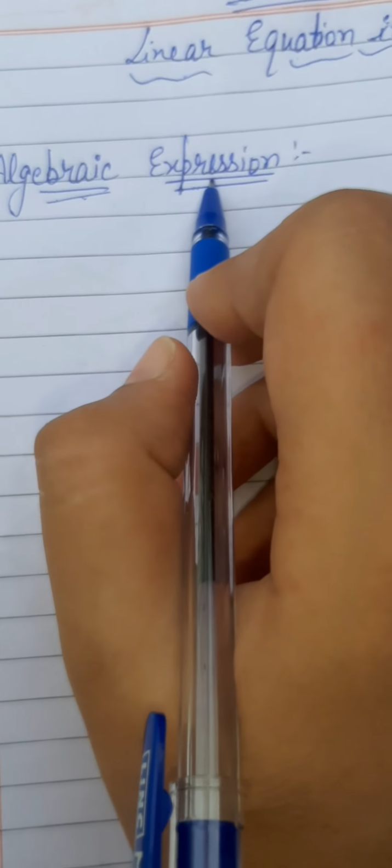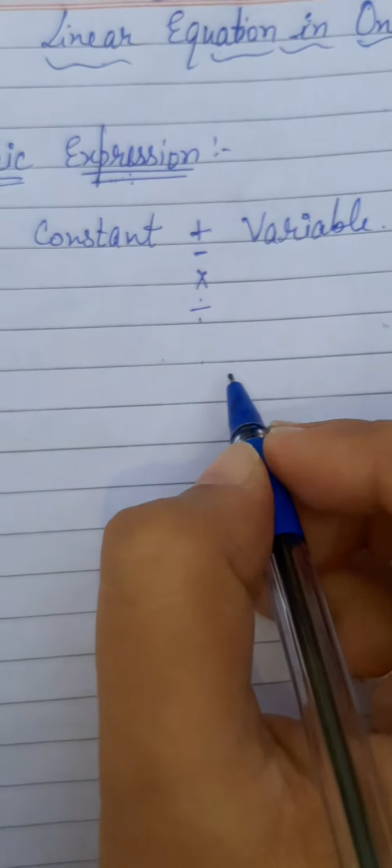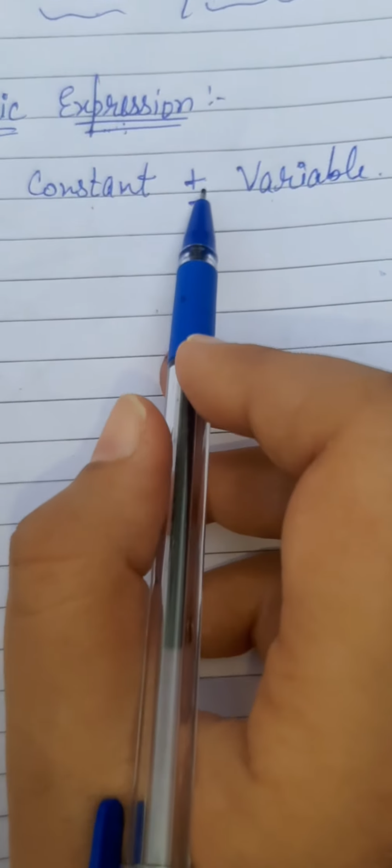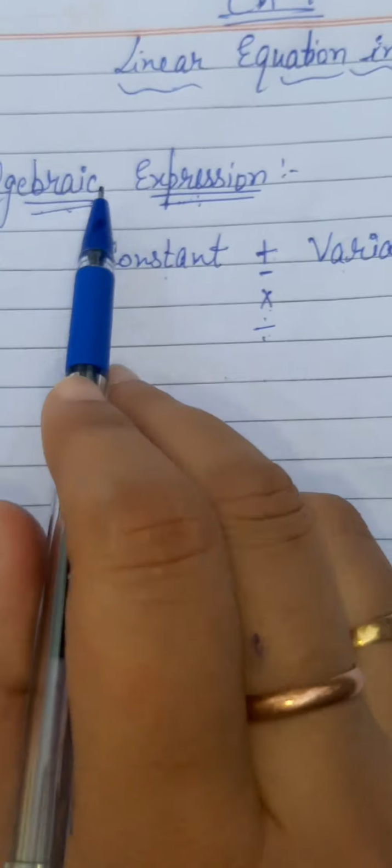Algebraic expression is that equation in which constant and variable will join with some operation. Here the operation can be plus, minus, multiply, division. So this is the definition of algebraic expression.